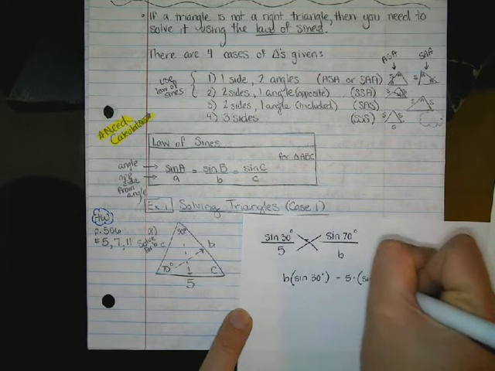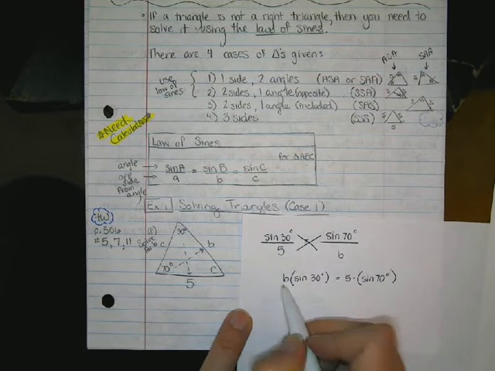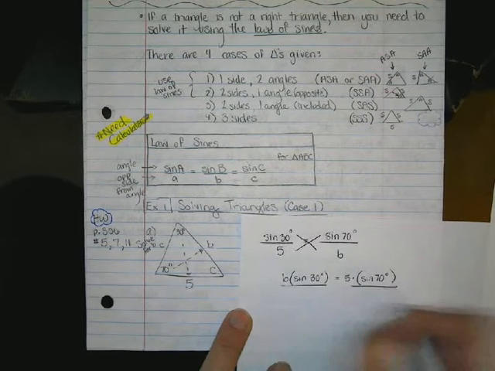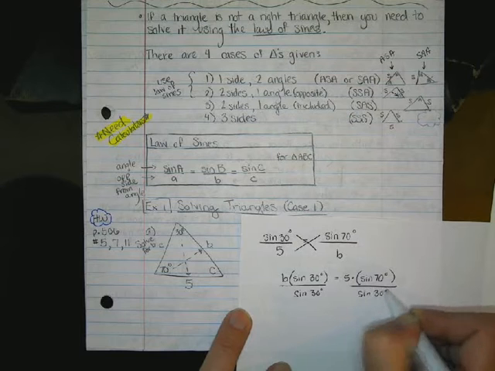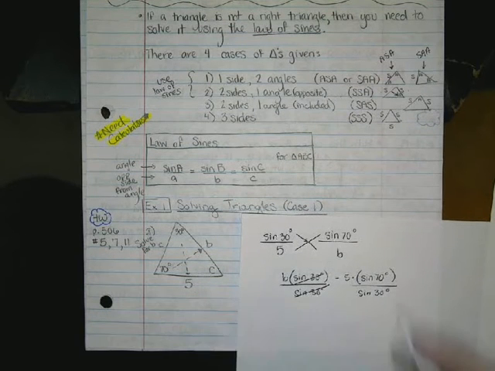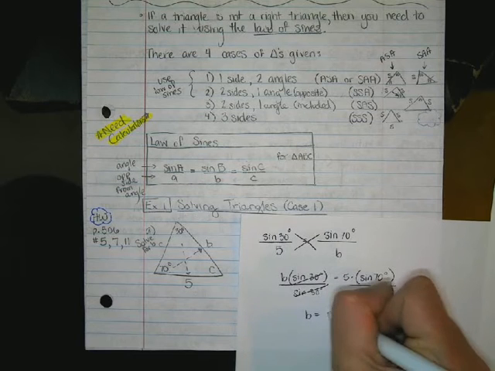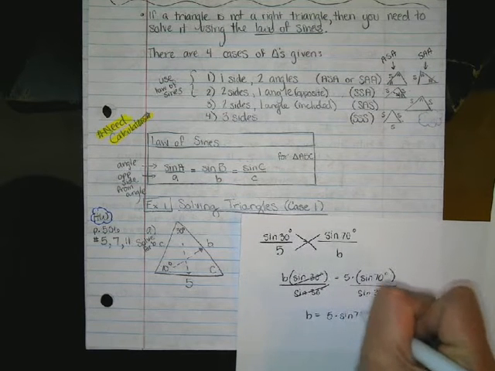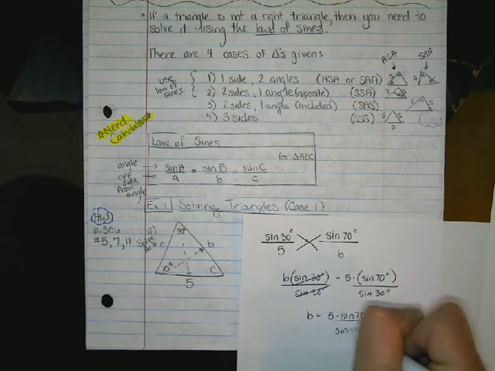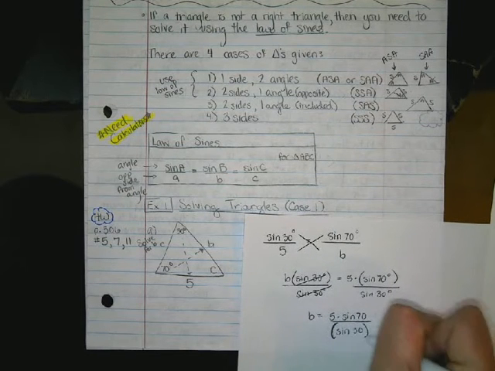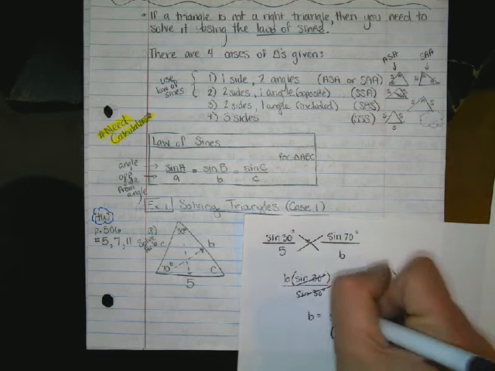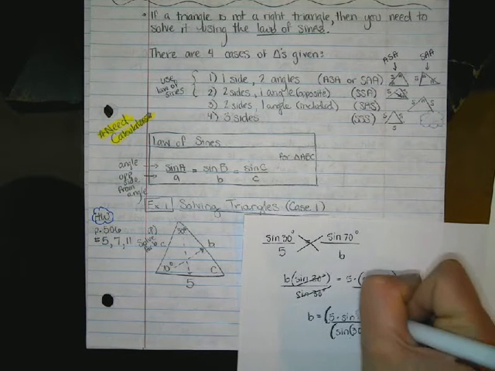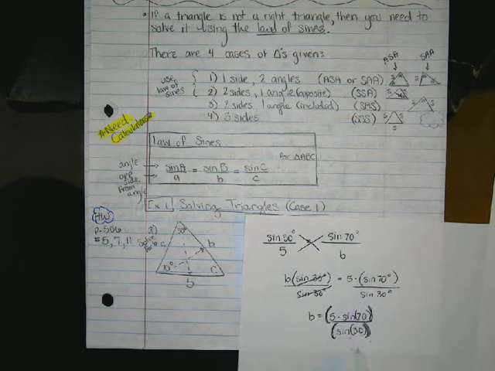How do I get b by itself? Good, I divide. So I would divide by sine 30 degrees. And I'm left with b is equal to 5 times sine 70, all divided by sine 30. Now make sure when you're plugging these into calculators, sometimes you might have 2 sets of parentheses here, but make sure this whole thing is in the bottom, or make sure this is all in the top, because otherwise you'll get the wrong answer. And you should get approximately 9.4 here.